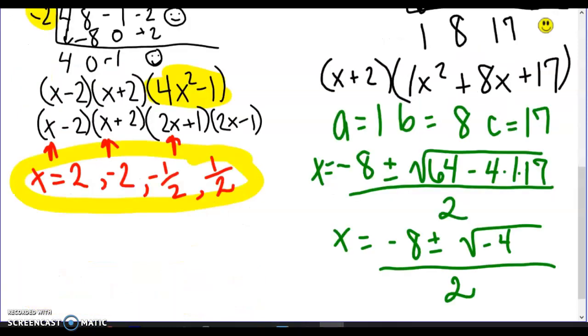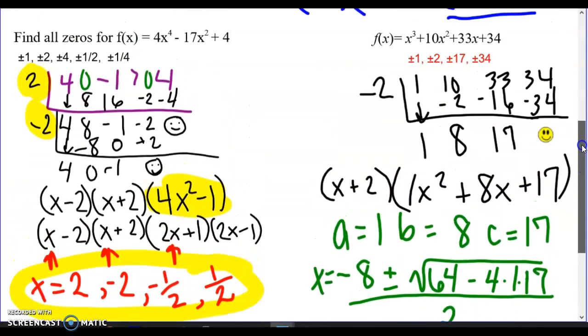Well, I got a negative underneath the square root. What does that mean? Yeah, it means right now there's no more real solutions. Are there going to be 2 more solutions? There will be, but they're going to be imaginary.